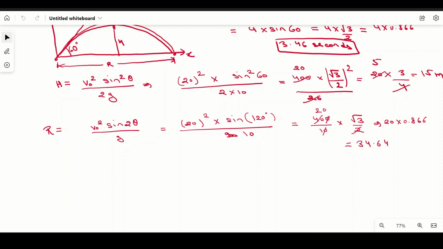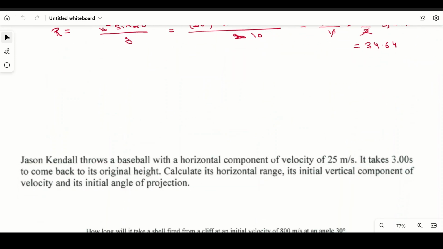I hope you understand up to here. If you want to know the formulas, you can go to our previous video and see how to calculate them. Now let's move to the next question.